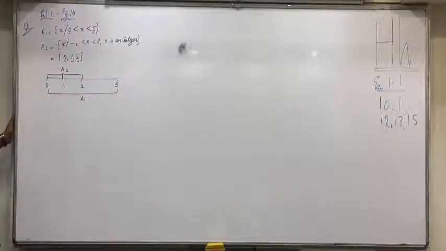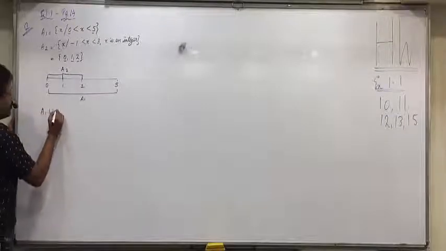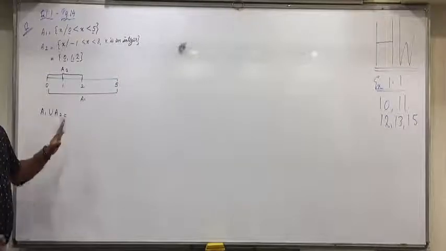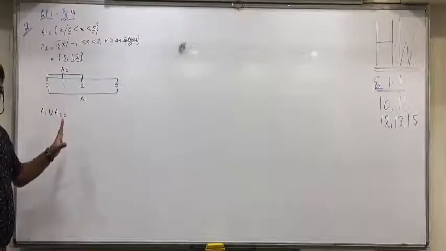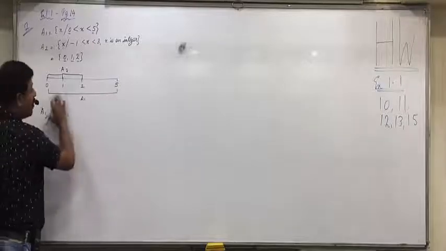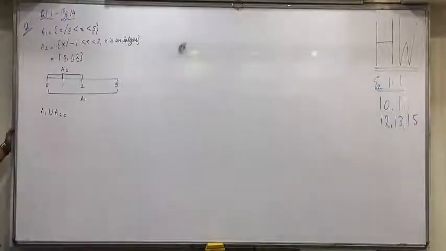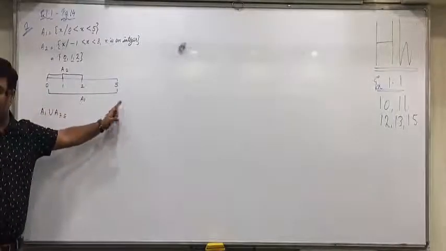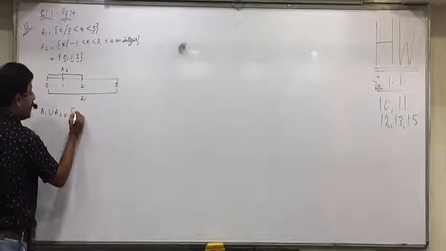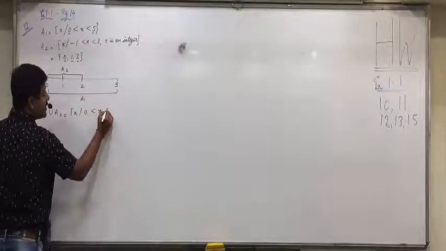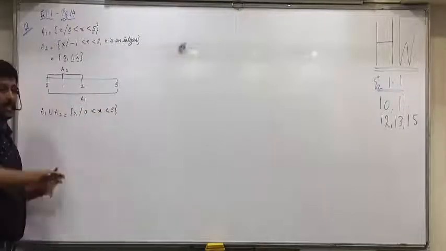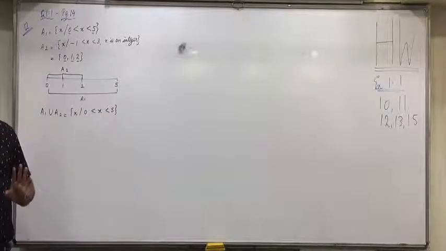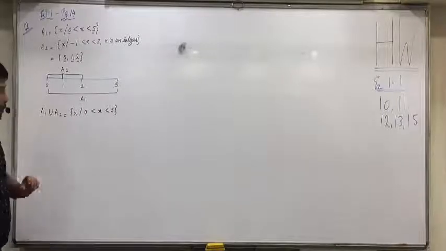Now, first you have to find A1 union A2. If you see this number line, A1 union A2 means all the outcomes of A1 plus A2. So can I say 0 to 5 all will be included? First you write it in this manner: x such that 0 less than x less than 5. Now the question arises, should we use the sign of equal to or not? So how to decide that, understand it.